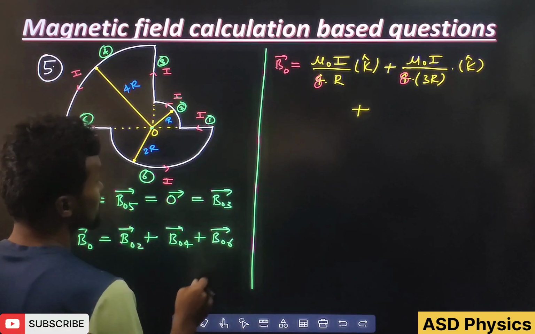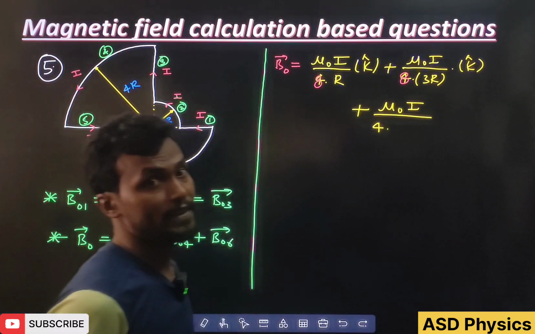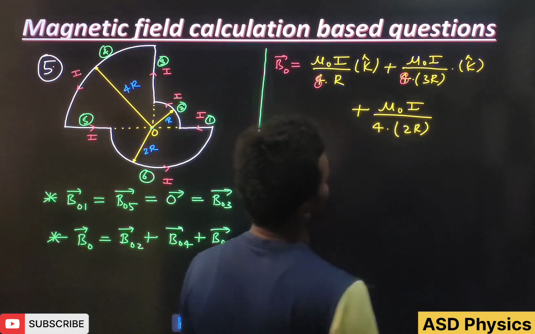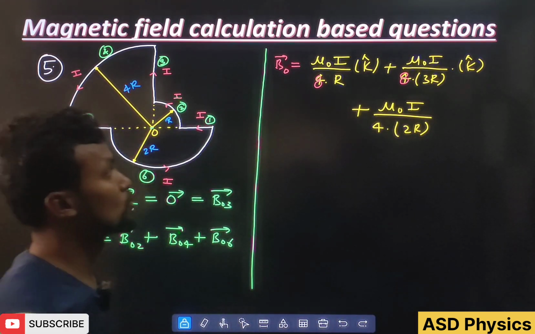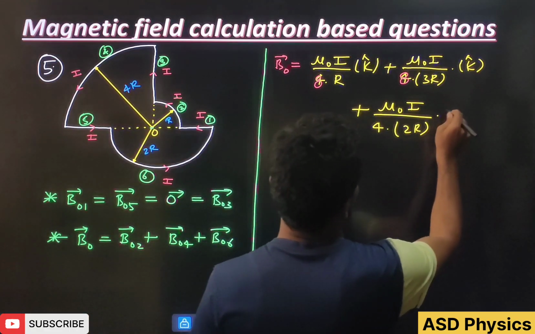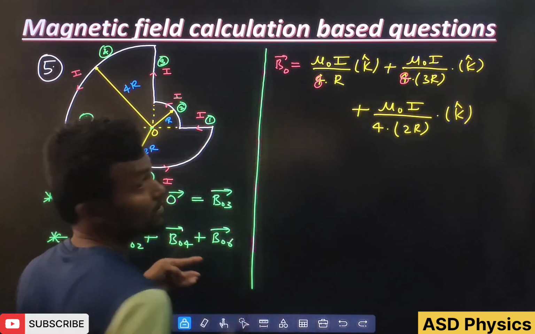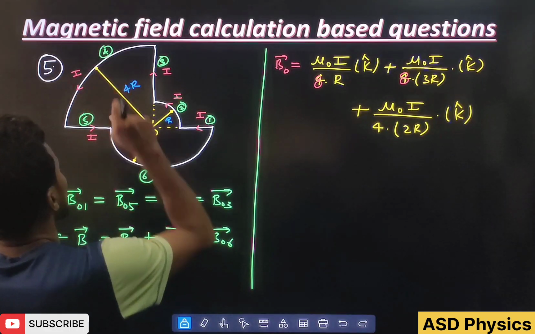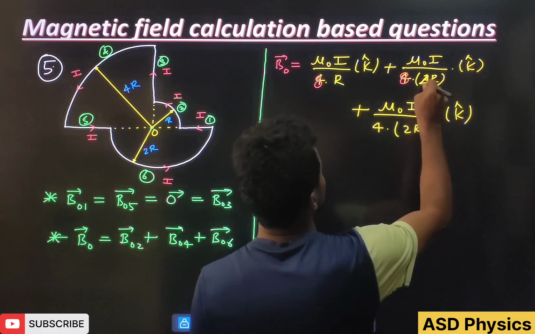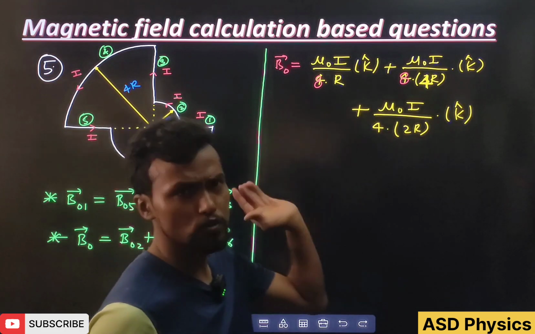Now semicircle. So due to semicircle, what will happen here? Now see, mu naught I by 4, and radius how much here? You can see very well, 2R here. So we can write 2R, students. Mu naught by 4 into 2R into K cap here. Let me check one by one. Due to section 2, radius R, I have written. Due to section 4, how much radius? 4R. But what I have written is 3R, just let me make it 4R. How much this here, students? 4R here. And here radius how much? 2R. So here also 2R.